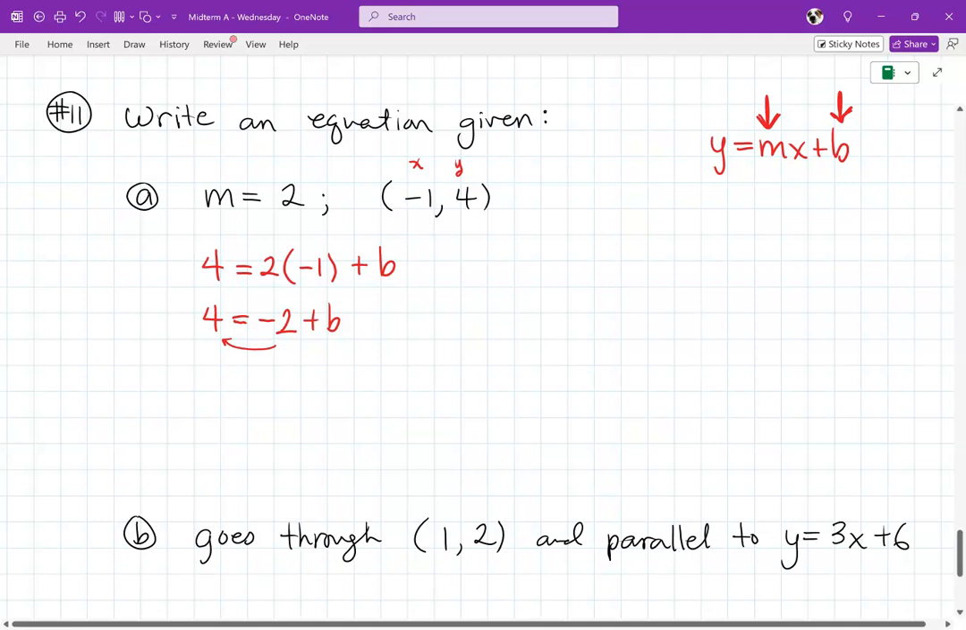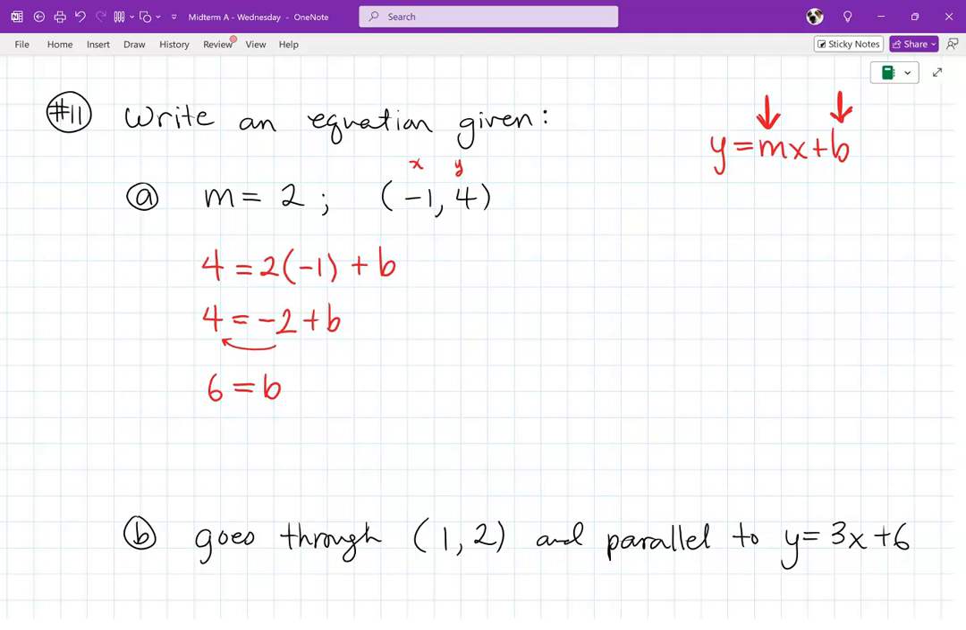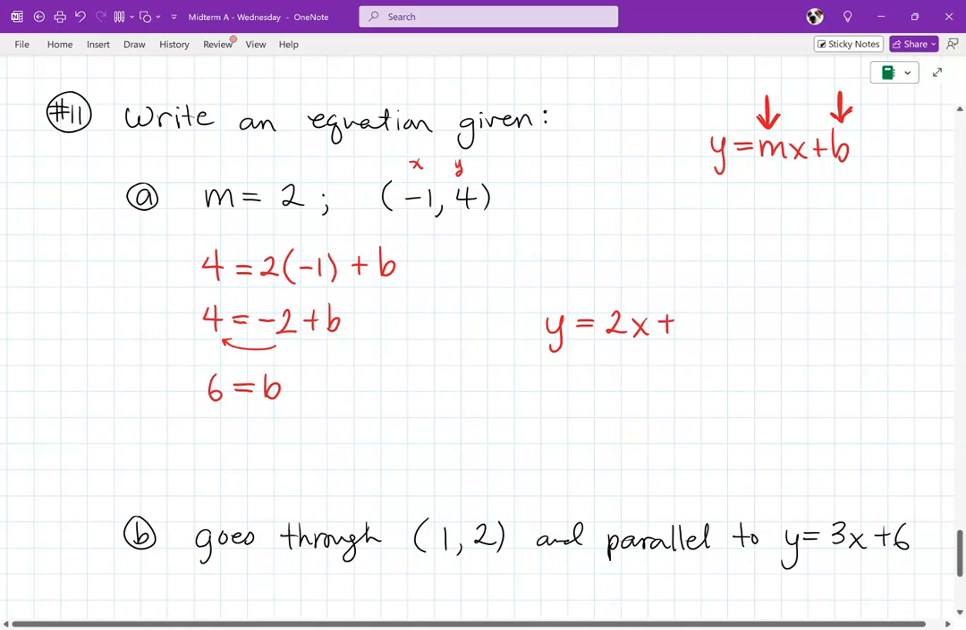So that's good though. And then we're going to move this -2 over. So I get b equals 6. So now I know what m is. Now I know what b is, so I can write my equation. y equals 2x plus 6.